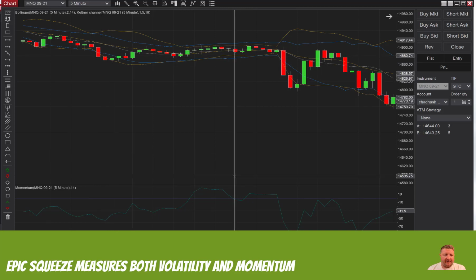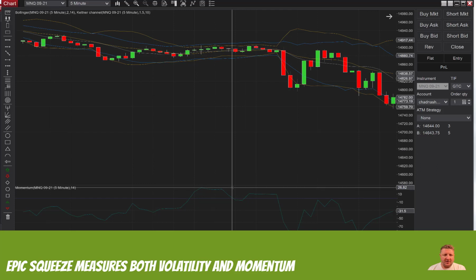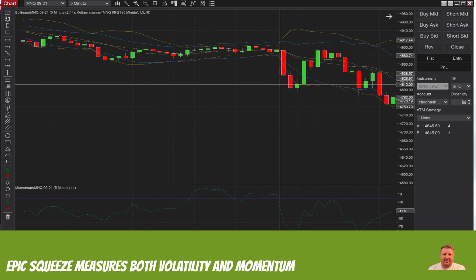The bottom indicator here is the momentum. So we have momentum high, but we also have the Keltner channel, and the Bollinger Bands are outside of the Keltner channel. And that's the most basic setup of a squeeze. It's a consolidation pattern at that point.